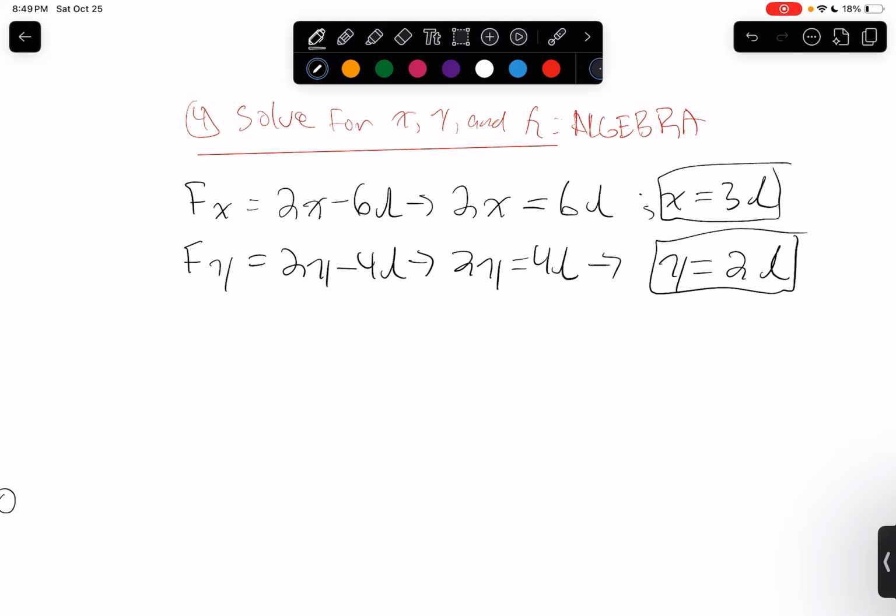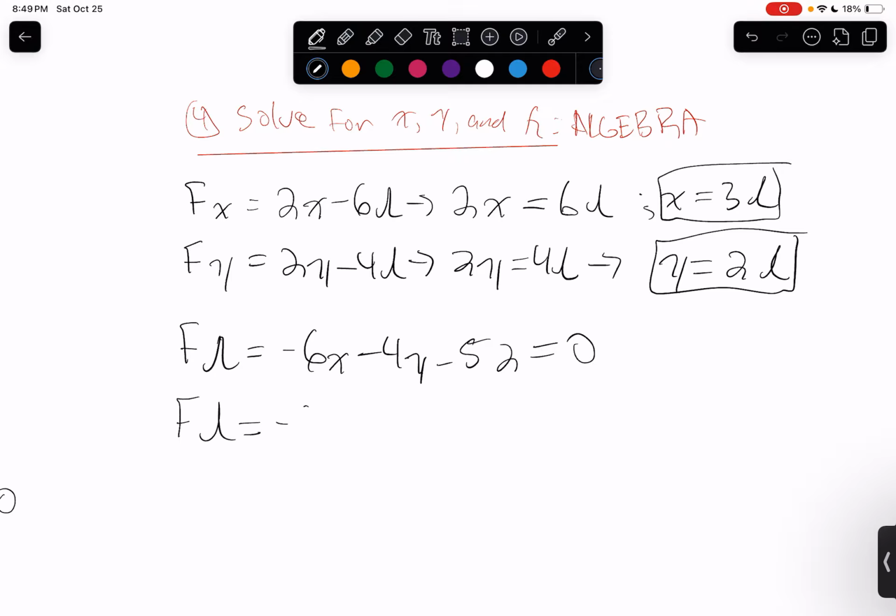We're going to plug these into our lambda equation from step 3. So our lambda equation was capital F lambda, which equated to negative 6x minus 4y minus 52, and that all equated to 0.